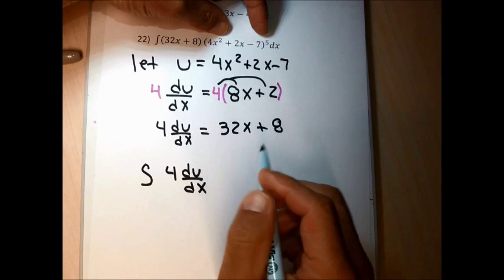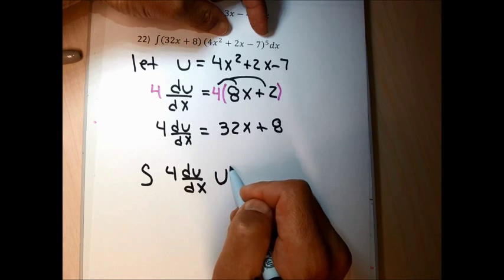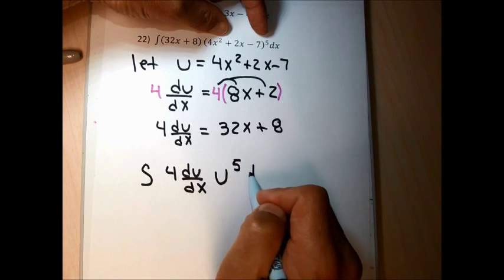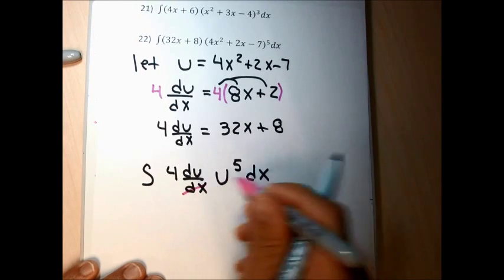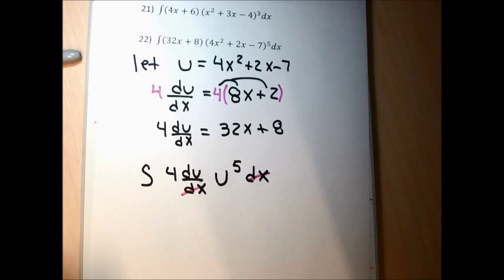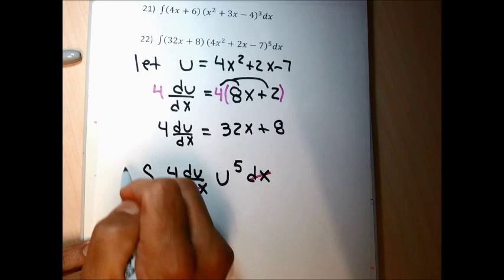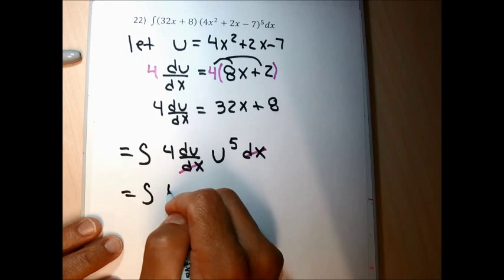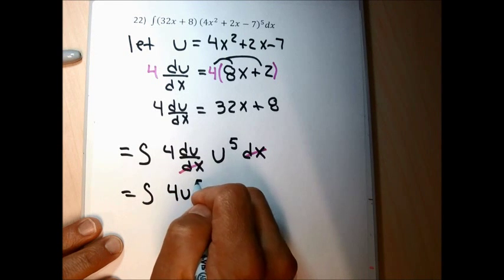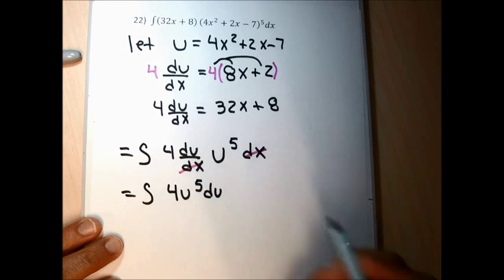4x squared plus 2x minus 7 turns into a u, and I leave the fifth power. And I still have the dx to cancel. So now I'm going to cancel my dx's, and I'm going to get the integral. I should have equal signs because this equals the line above it, but I don't always put those in when I probably should. So now I have the problem rewritten nicely.